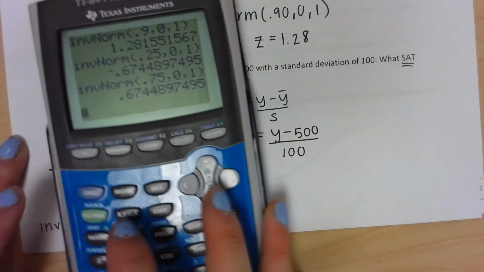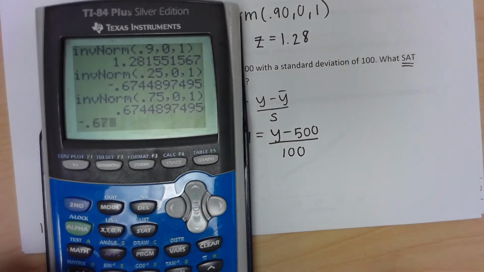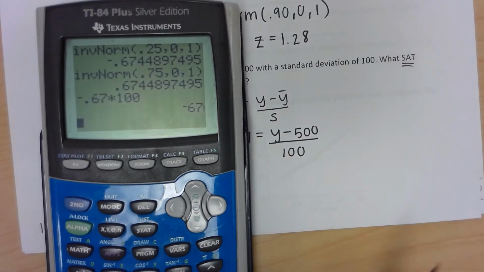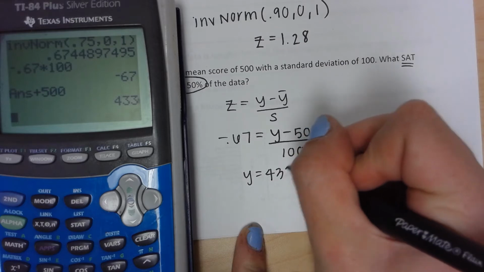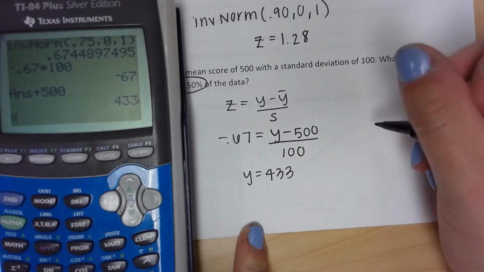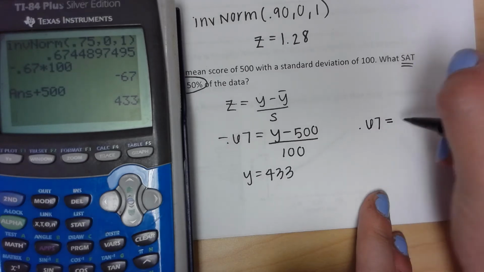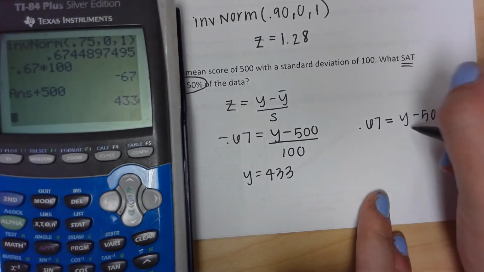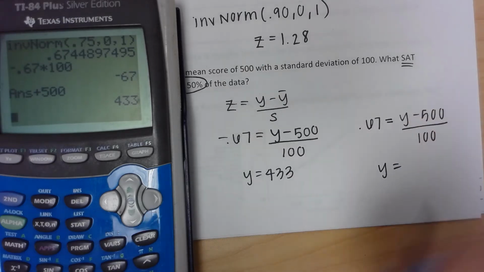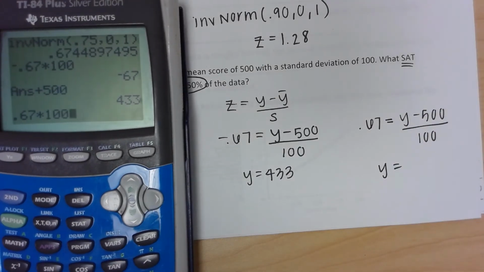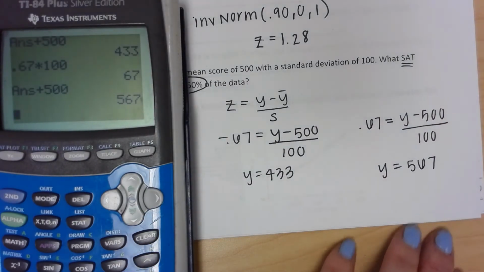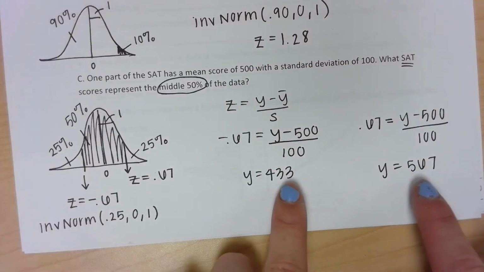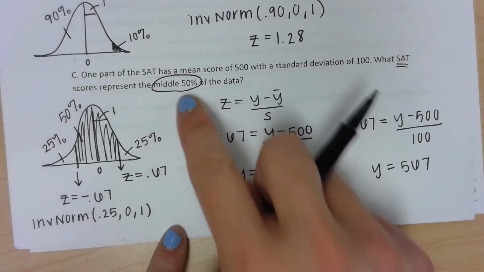So to do that, I'll take the negative 0.67, multiply by 100, and then add 500 to get y by itself. And I found the lower SAT score to be 433. We're going to do the same thing then with the upper z-score of 0.67, which gives us an SAT score of 567. These two scores here represent the middle 50% of our data.